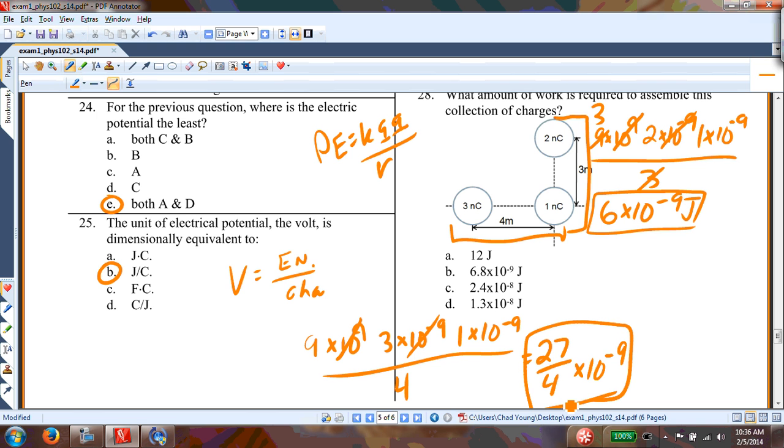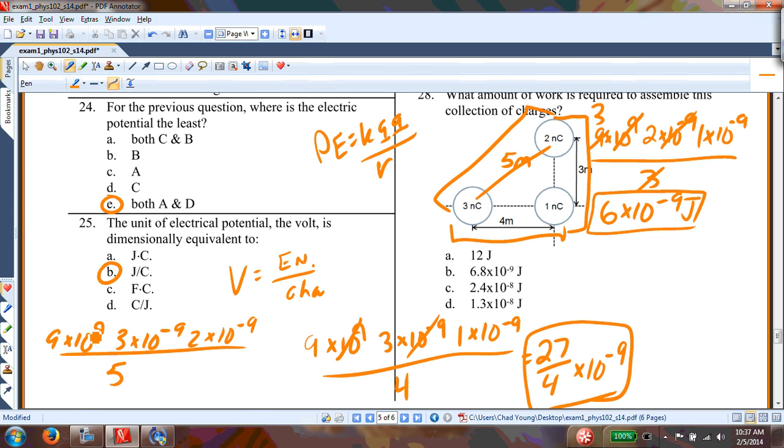That's going to contribute. And then let's do these 2 charges, noticing that this distance is 5 meters. This is a special 3, 4, 5 triangle. And I'll calculate that over here. 9 times 10 to the 9th, 3 times 10 to the minus 9, 2 times 10 to the minus 9, divided by 5. So let's see, that cancels. I get 27 times 2, 54 over 5 times 10 to the minus 9.